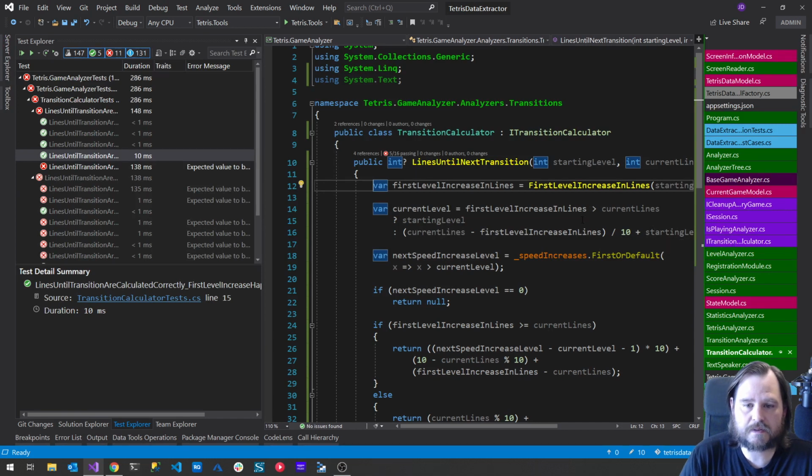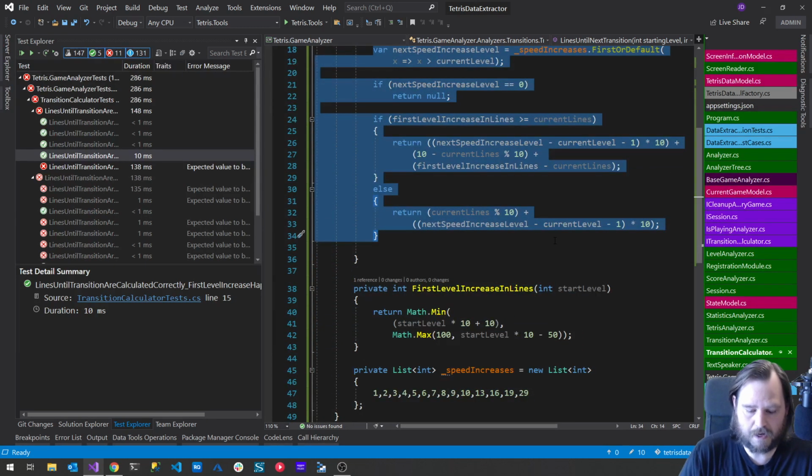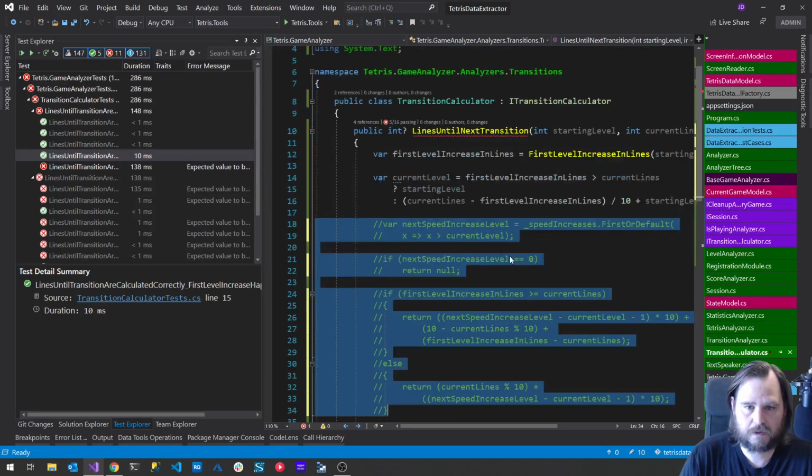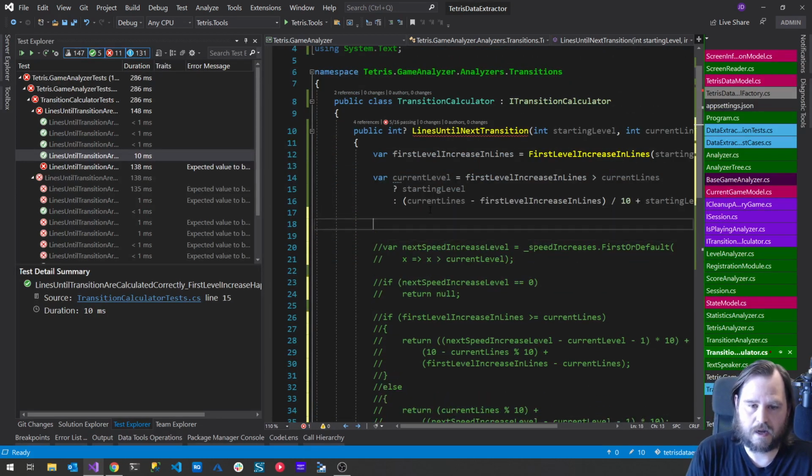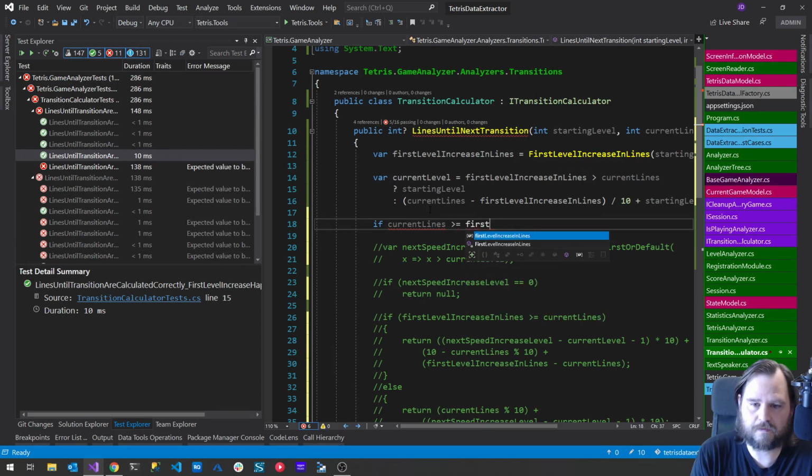So let's get our current level and our first level increase in lines. And we're going to comment all this out. And we're going to say, if current lines is greater or equal to the first level increase in lines.